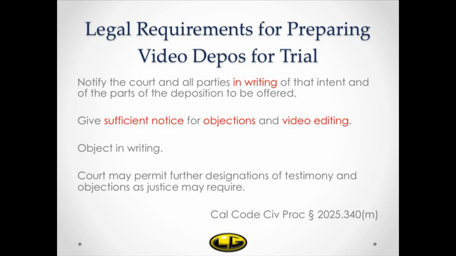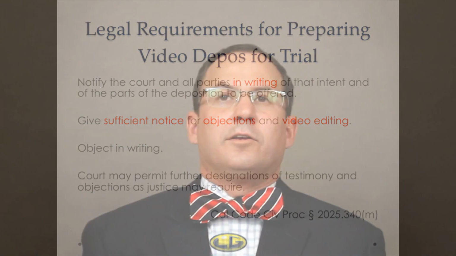In California, under the California Code of Civil Procedure, you must notify the court and all parties in writing of that intent and the parts of the deposition to be offered in trial. Notice has to be sufficient for objections and for video editing. Now, if you're going to object, you have to object in writing. Additionally, the court may permit further designations of testimony and objections as justice may require. So what's this mean? It means for actually doing all the editing and the video sync, you have to be very thorough. So let's talk about that.